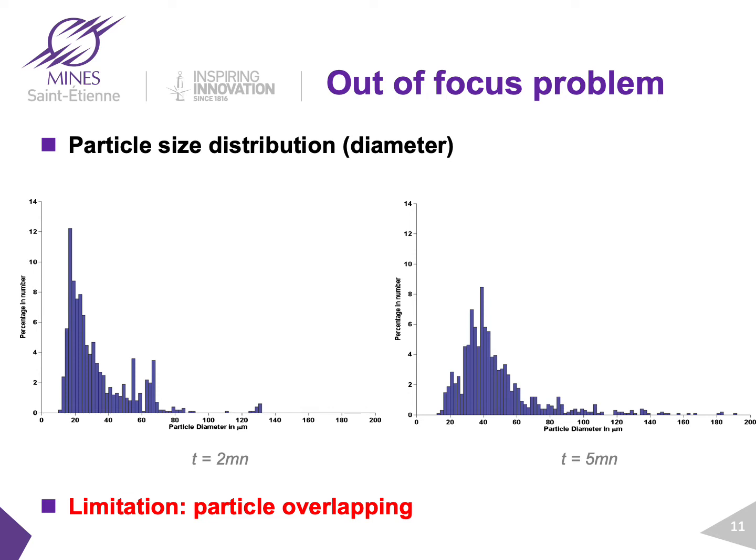So it works well, but the main problem is the particle overlapping, because as I told you, we do not take care about the superimposition or the aggregation of the particles, because we consider at this step that it's only one particle. So we have to now take care about that.